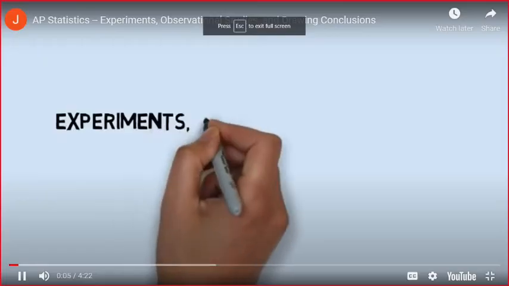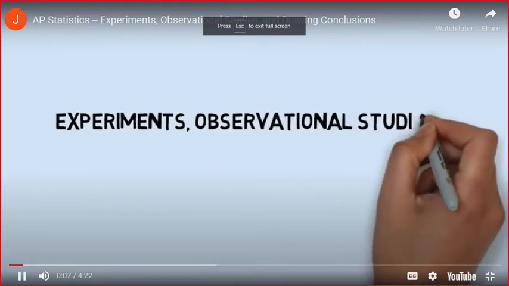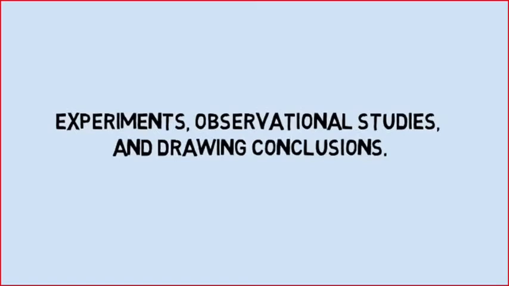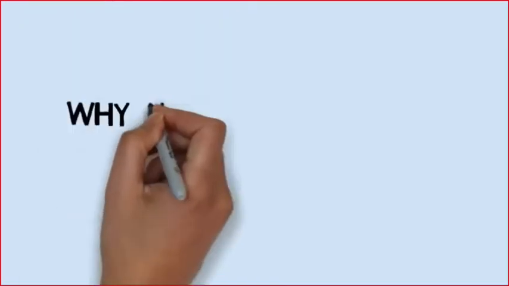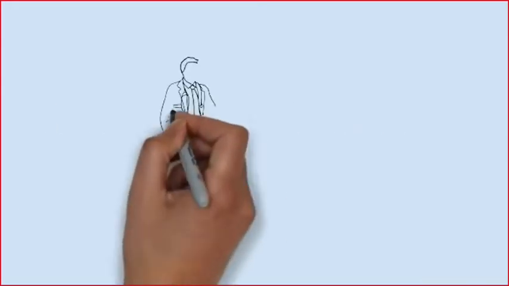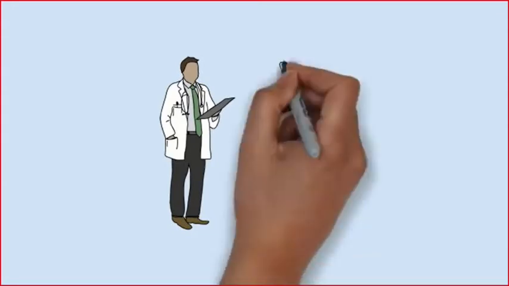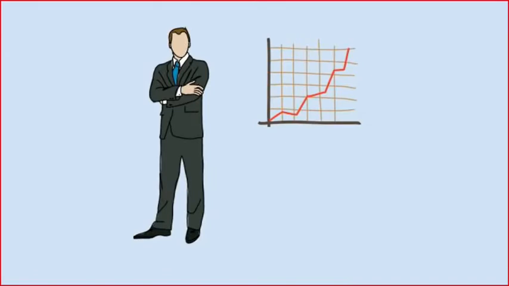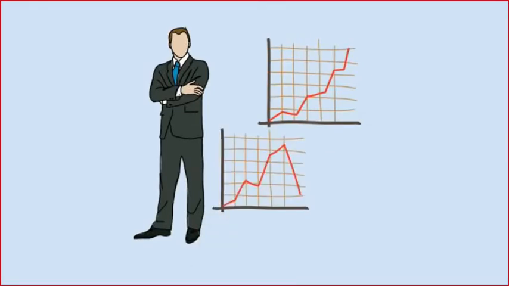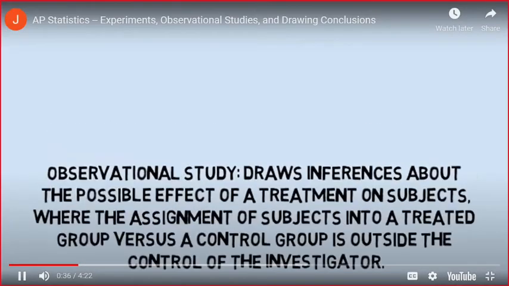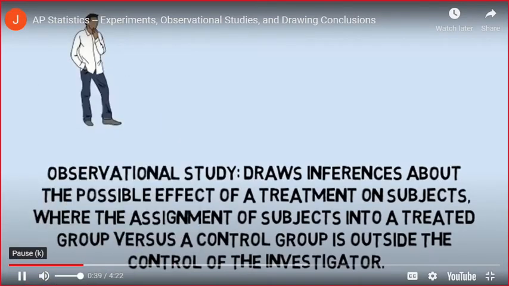Hi everyone, and welcome to my video. We're going to be talking about experiments, observational studies, and drawing conclusions. Now before I start, let's ask ourselves a quick question. Why would someone use statistics? Well, maybe a doctor wants to see the effects of multiple types of medication on a patient and figure out which is best. Or an investor wants to find out which company is best to invest in using their ongoing activities. Whatever the applications may be, there are two major categories of collecting data. The first is observational study. Observational study is when the observer has no direct interaction with the experimental unit.